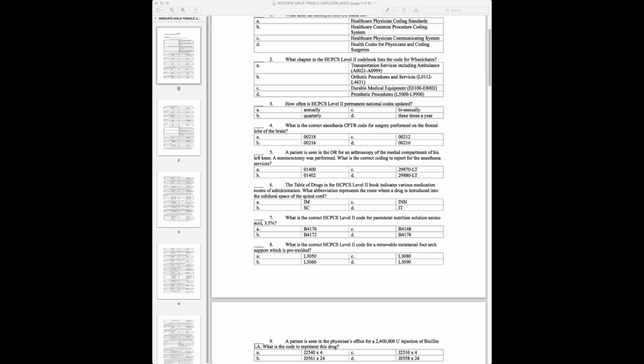Testes are the male reproductive glands, and they're responsible for producing testosterone and other hormones. Number 29, let's look at 29.